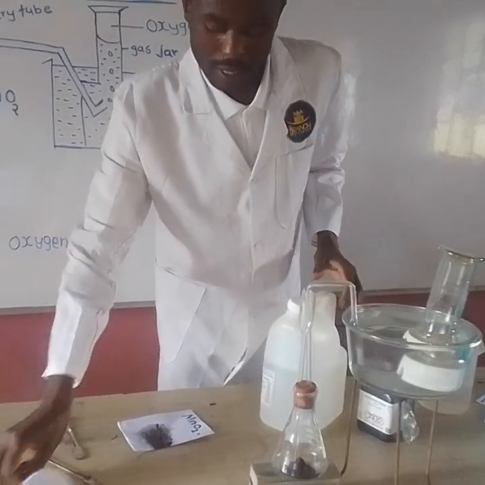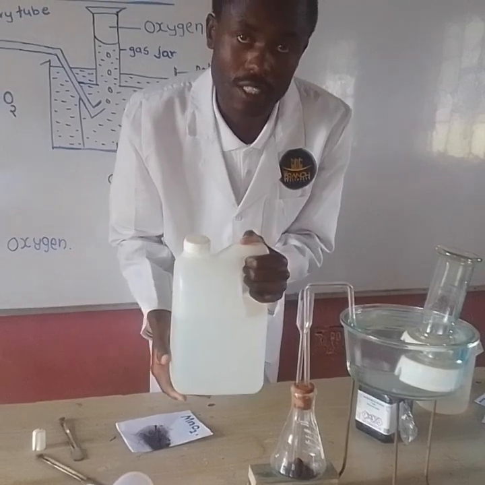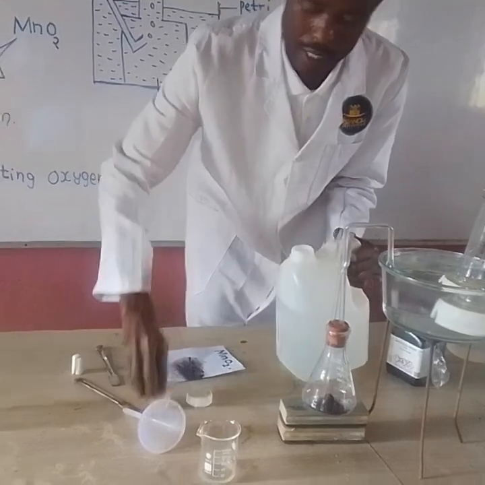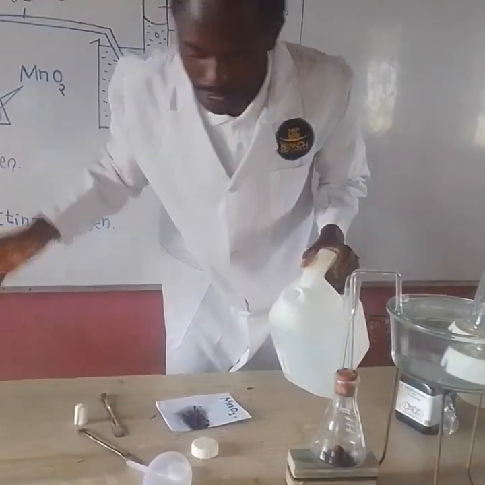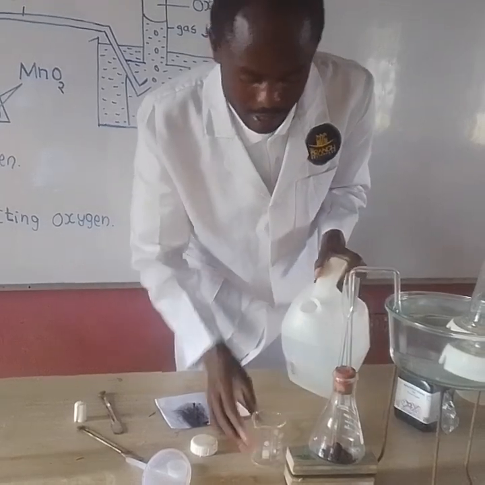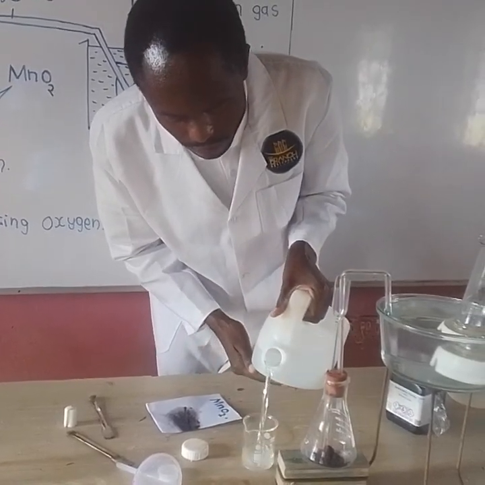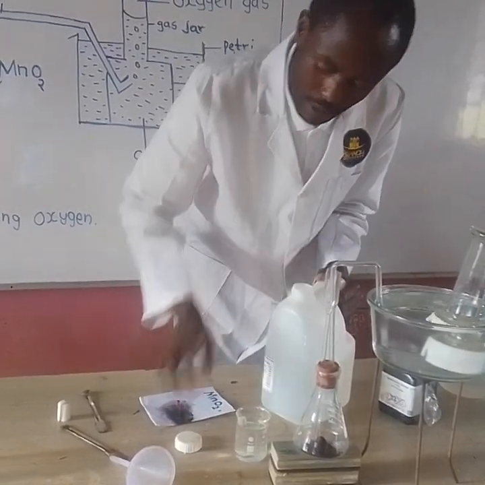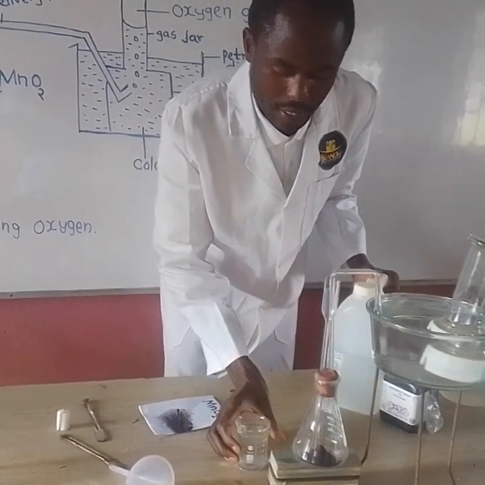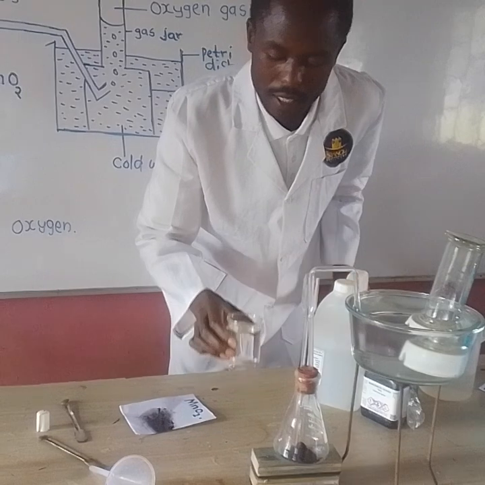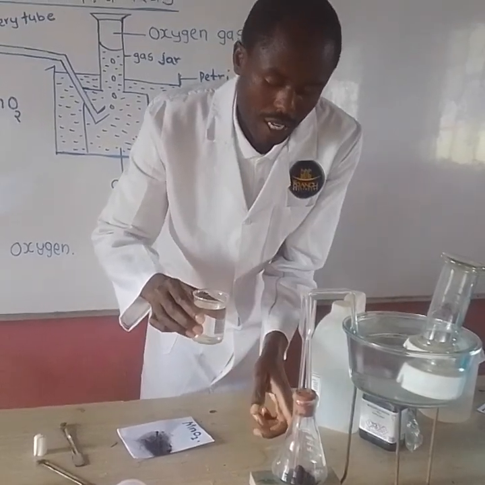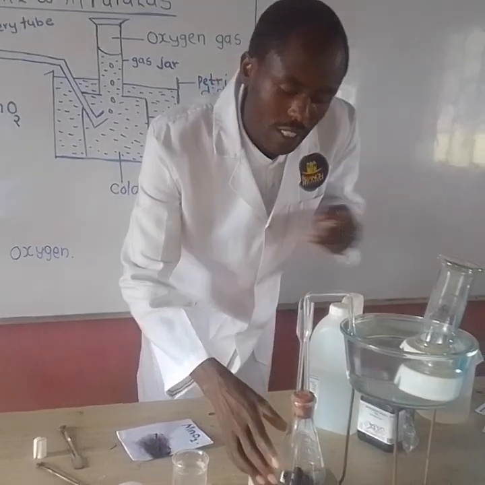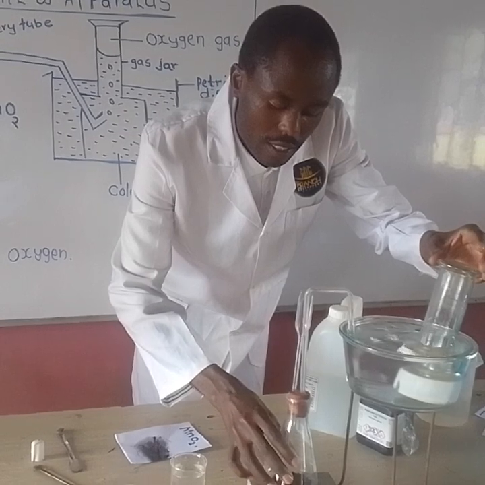Then the next procedure, I now take hydrogen peroxide liquid like this. Just watch and see. It is a colorless liquid. Look at the color. Hydrogen peroxide liquid is a colorless liquid. Then I'm now going to introduce this liquid into the conical flask where we have manganese(IV) oxide solid, a black solid, like that.